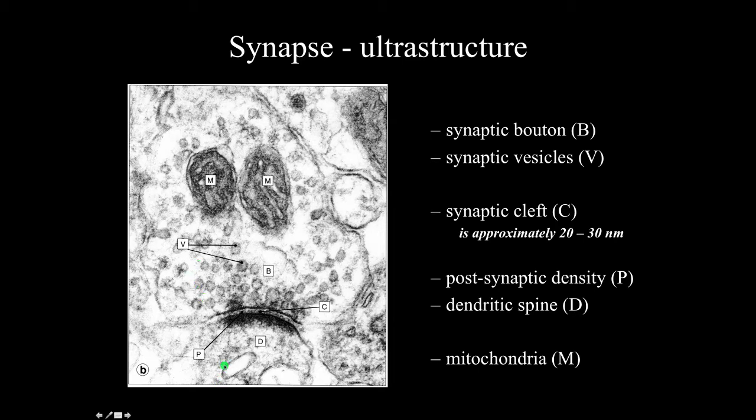In the postsynaptic structure, this is a dendritic spine, so I can kind of get a sense of that dendritic spine like this. And you can see this postsynaptic density. This is often very commonly demonstrated at the ultrastructural level, the postsynaptic density. And you can see the synaptic cleft between the presynaptic and postsynaptic membranes.